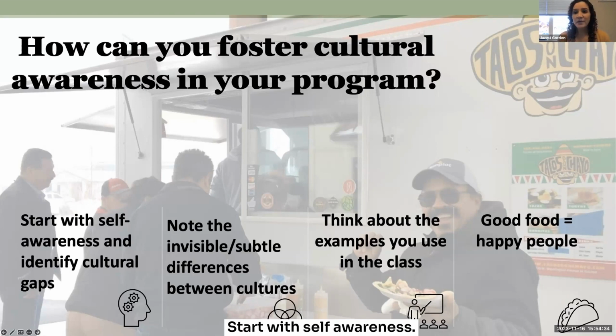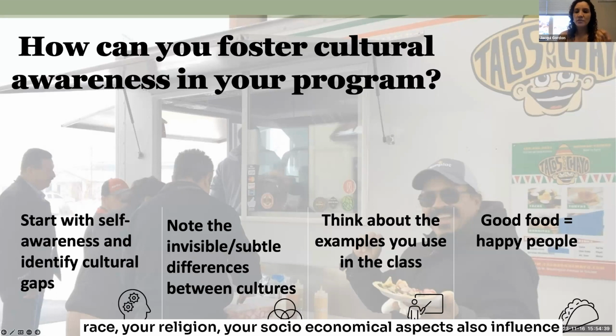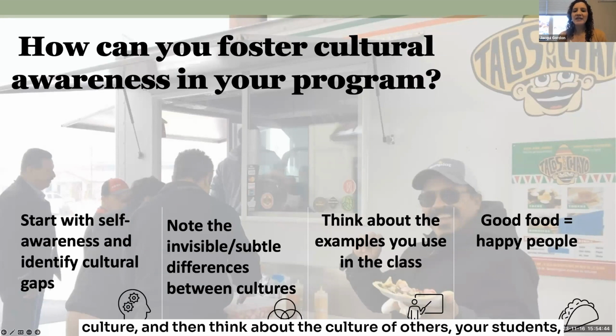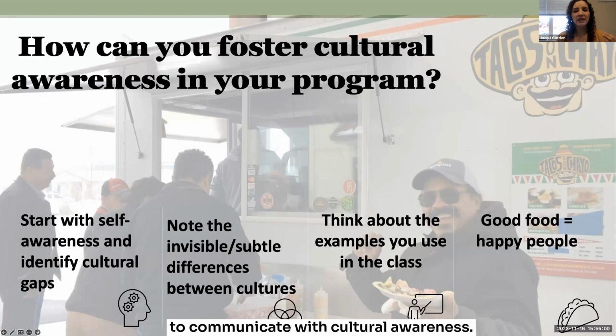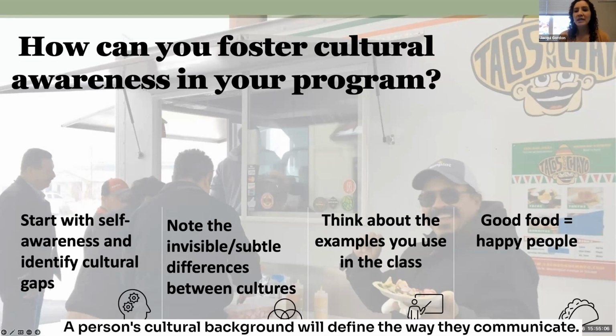Start with self-awareness. Think about your own cultural background, your ethnicity, your race, your religion. Your socioeconomic aspects also influence culture. And then think about the culture of others, your students, your coworkers. When you start with self-awareness, you are able to identify the cultural gaps and ways to bridge that gap. When you have self-awareness, then try to communicate with cultural awareness. A person's cultural background will define the way they communicate. For example, some cultures avoid eye contact.